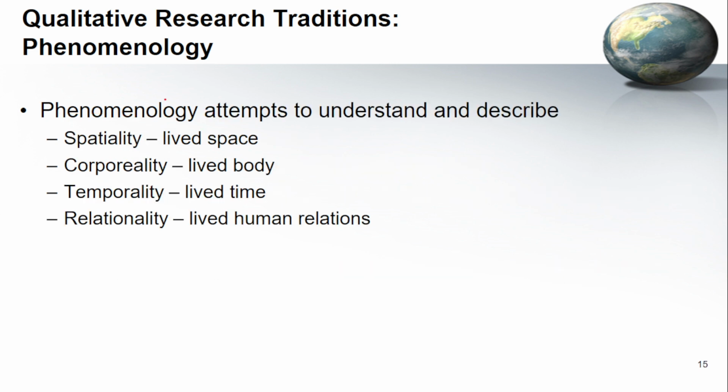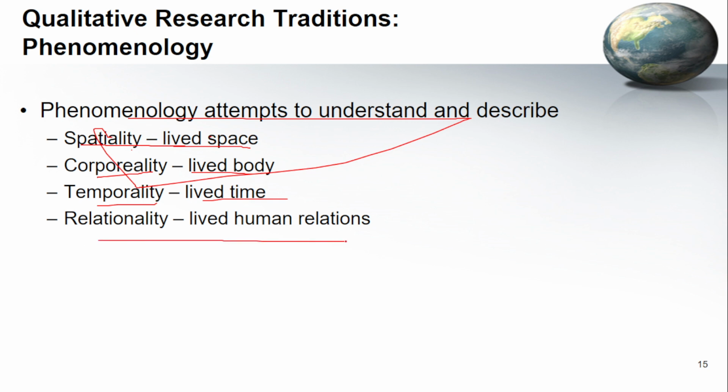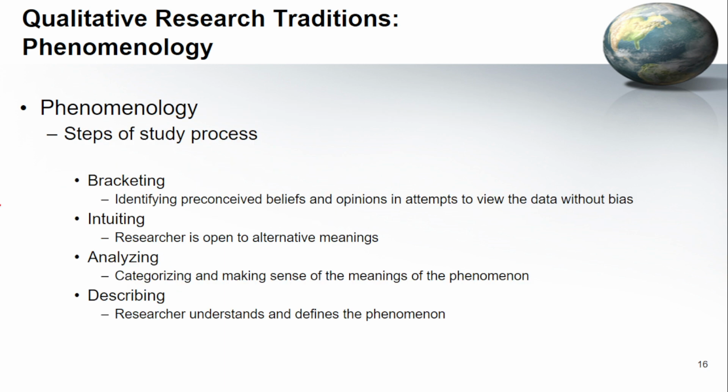Next, in the qualitative research tradition, phenomenology attempts to understand and describe spatiality, I mean lived space where people live. Corporeality means lived body. Temporality means lived time. Relationality means lived human relationships. So these are the aspects. Next, qualitative phenomenology is a step-by-step process.